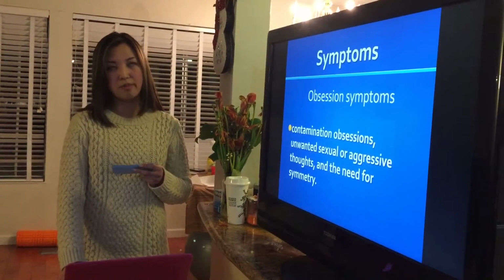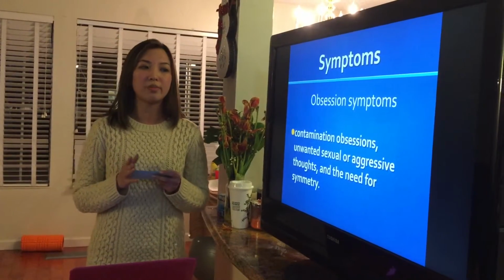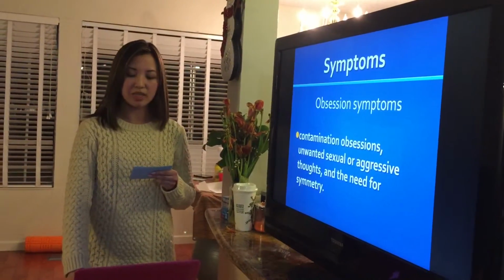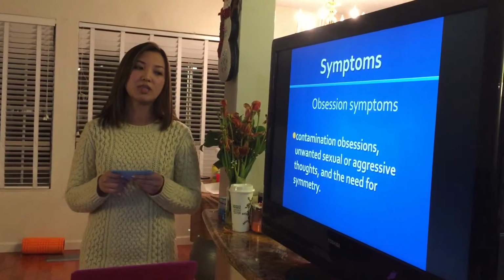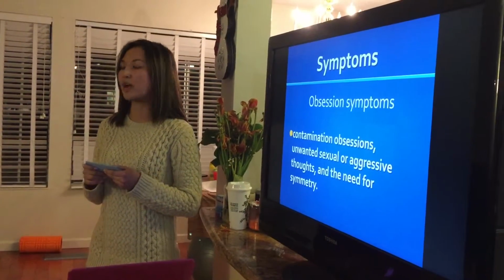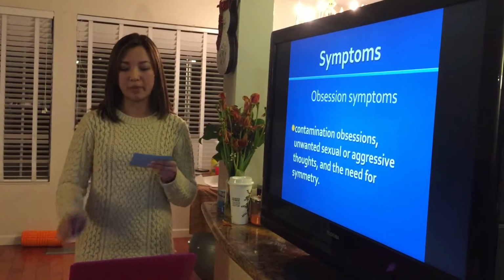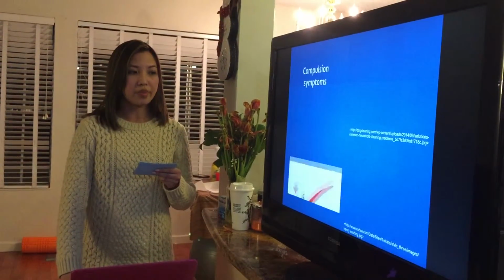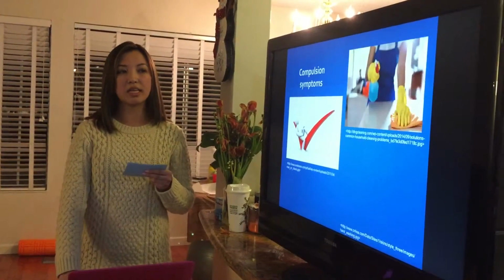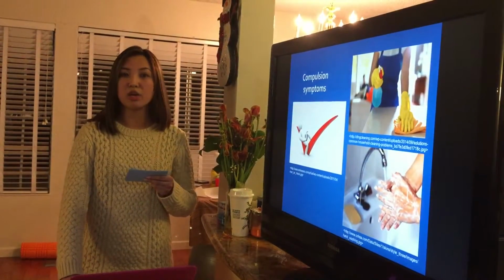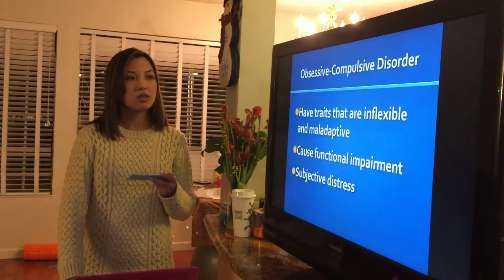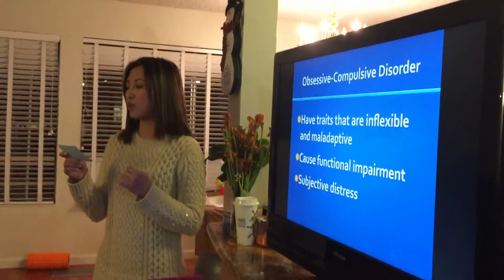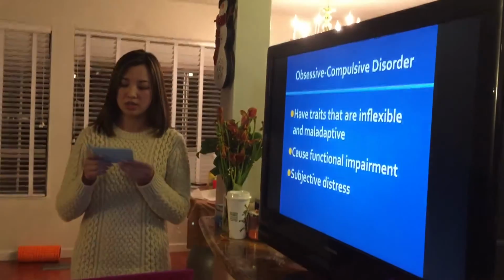Obsession symptoms. OCD can manifest in a wide variety of ways. Typical obsession symptoms include contamination obsessions, unwanted sexual or aggressive thoughts, and the need for symmetry. Compulsion symptoms include checking, cleaning, and washing compulsions. These behaviors are time-consuming, distressing, and interfere with normal routines and relationships.